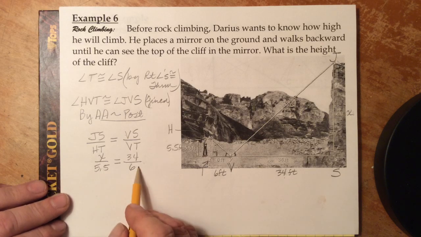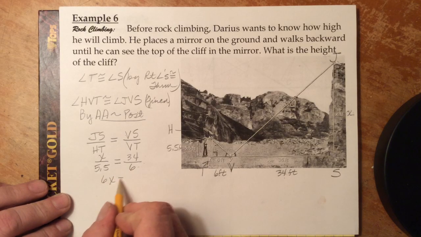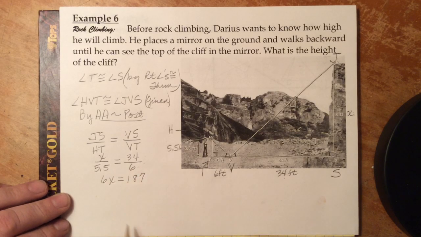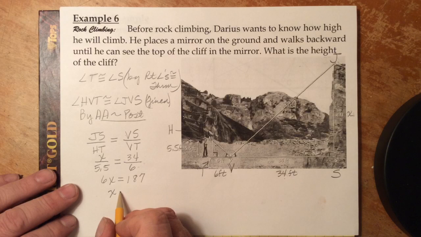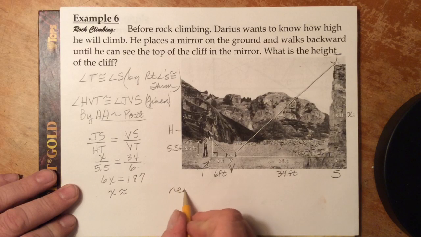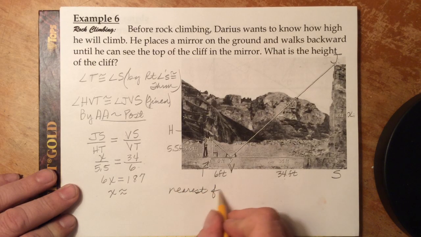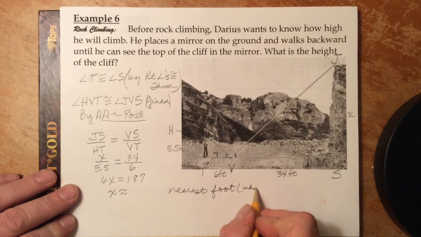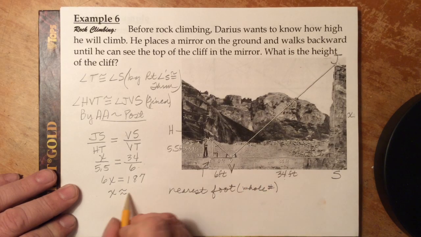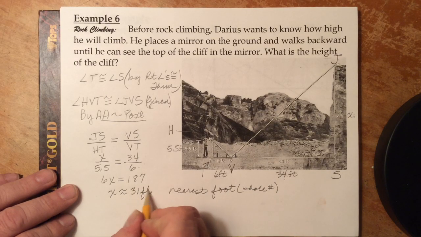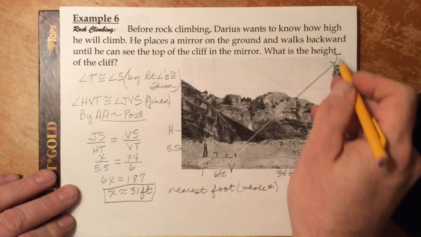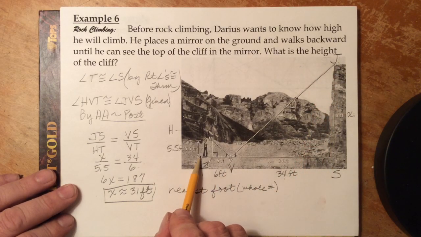Now, because we have a proportion, we can use cross products or cross multiply, and when we do that, we get 6x equals 187. Dividing both sides by 6, we get x, and we don't get an exact value. We're going to approximate and round to the nearest whole number, or nearest foot. That's the ones place. So when we do that, dividing 187 by 6, we get about 31 feet. So the cliff is about 31 feet tall, and he didn't even have to climb the cliff to do it.